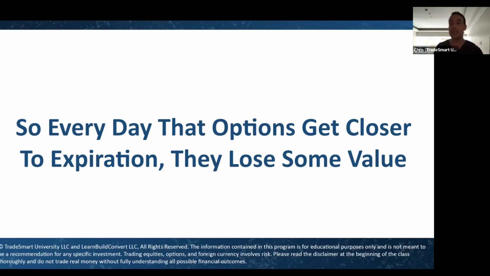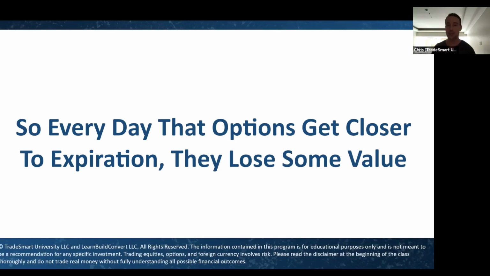Now, thinking about that one step further, what you'll notice is that options get less valuable as they get closer to expiration, right? An option that expires in 1 year has a lot of time value left. An option that expires in 1 day has almost no time value left. So that same option, every day that we get closer to that 1 year expiration, every day that goes by, is getting less and less and less valuable.